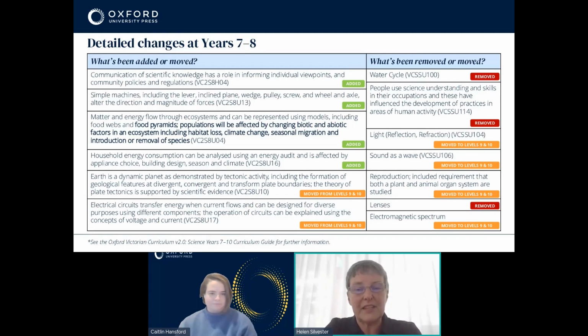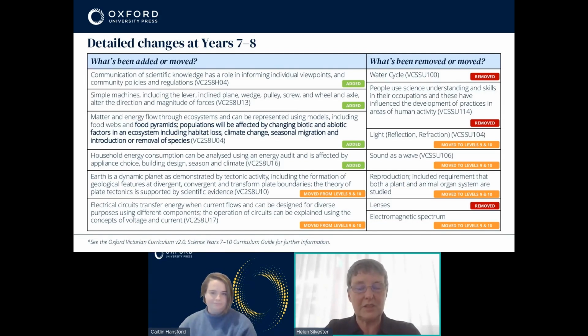Light and reflection and refraction was in Year 8. It was when a lot of us were teaching it. That's now gone under waves and particles in Year 9. So looking at the modelling of that. Sound as a wave, again, has been moved to Year 9 and 10.